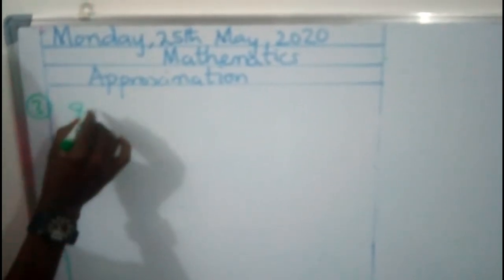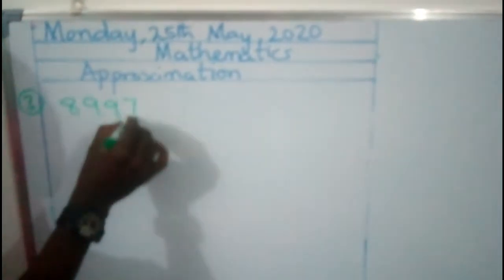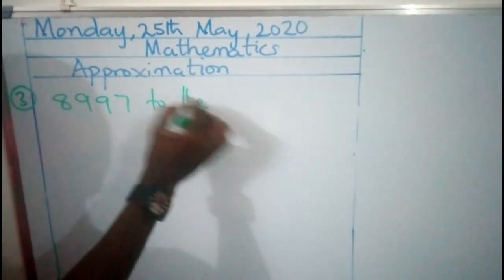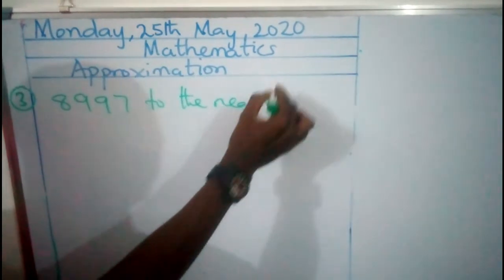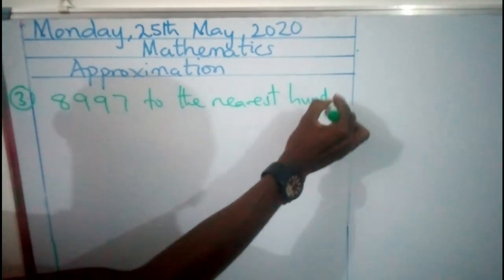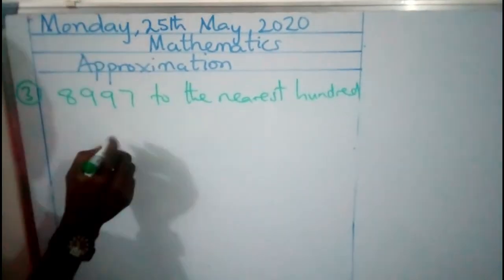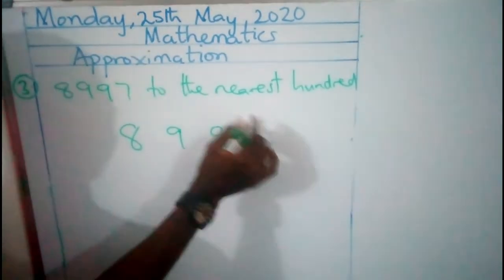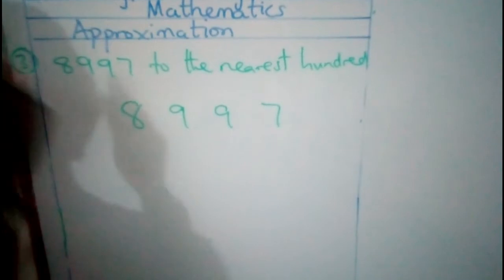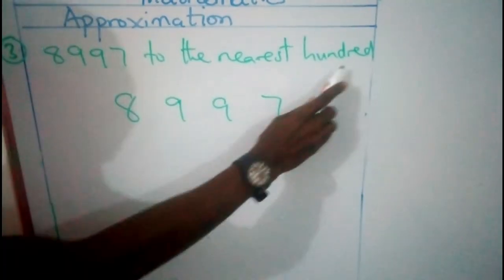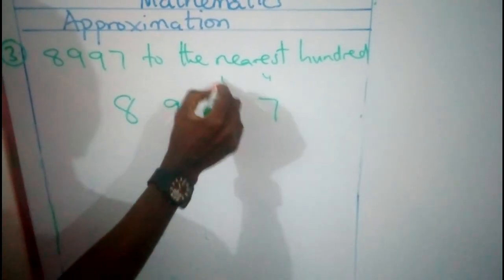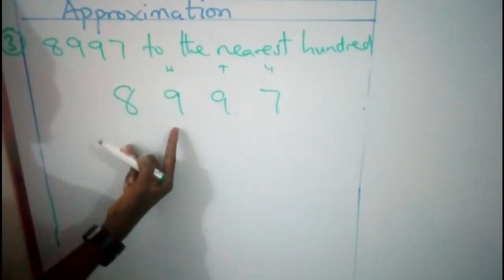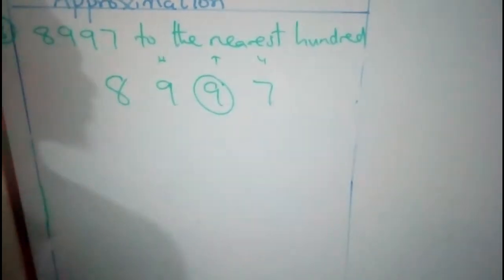Example 3. Approximate 8,997 to the nearest 100. Okay, so you separate your digits. 8,997. Now we are expected to approximate to the nearest 100. So you place your value: unit, tens, 100. So you consider the place value before the 100, which is the tens, and it happens to be 9.